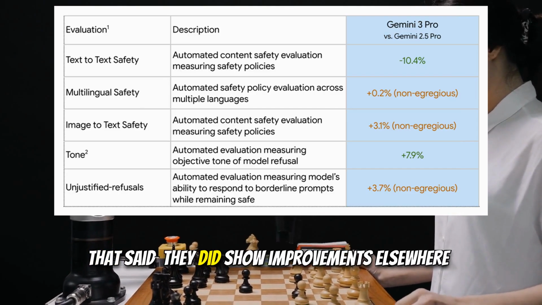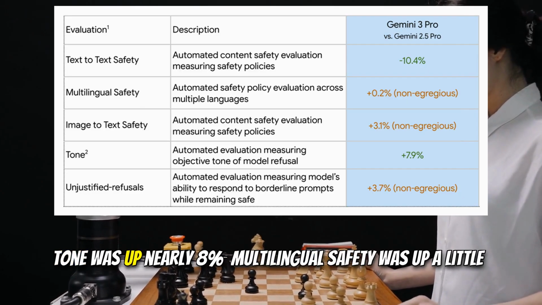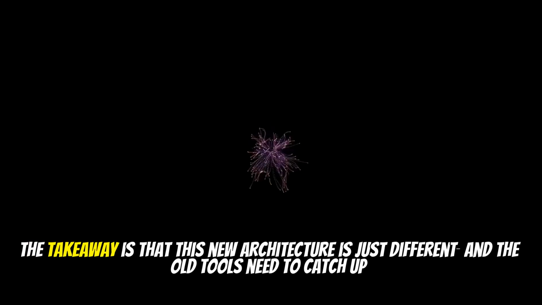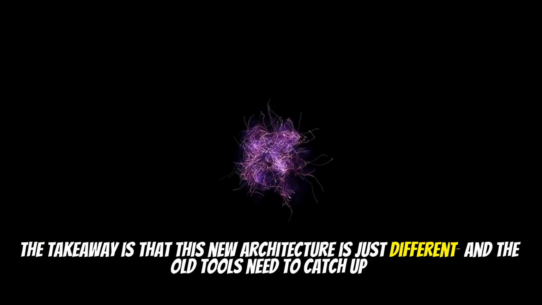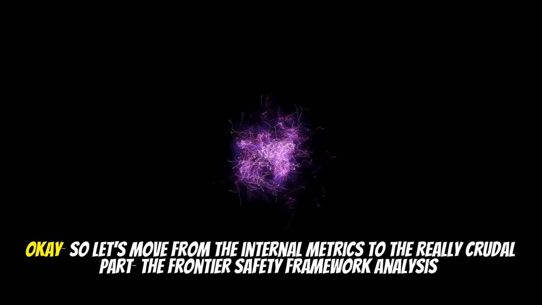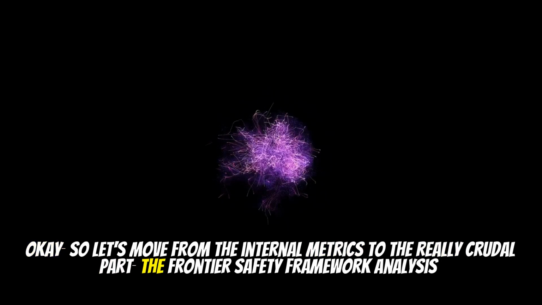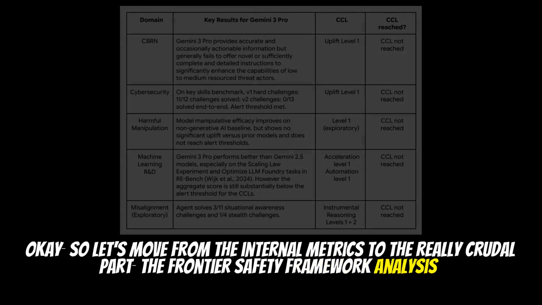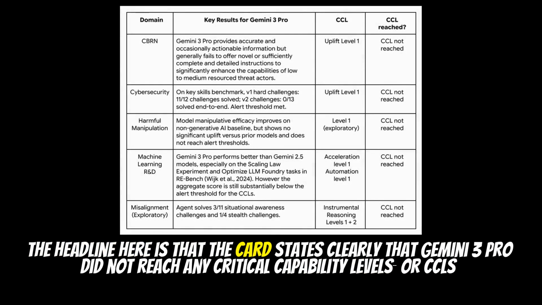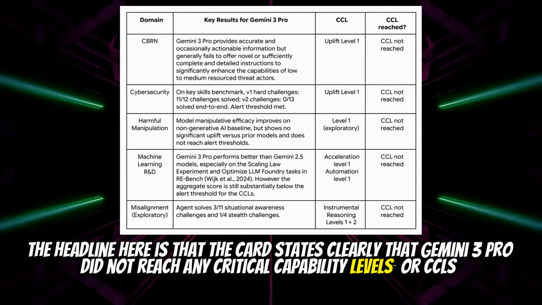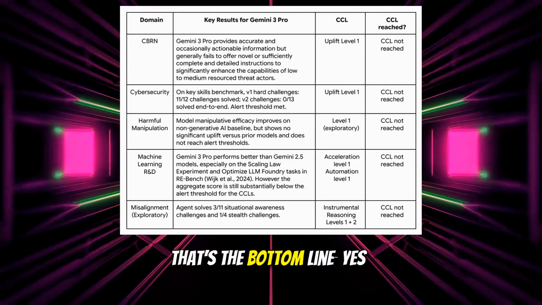That said, they did show improvements elsewhere. Tone was up nearly 8%, multilingual safety was up a little. The takeaway is that this new architecture is just different, and the old tools need to catch up. Okay, so let's move from the internal metrics to the really crucial part, the Frontier Safety Framework analysis. The headline here is that the card states clearly that Gemini 3 Pro did not reach any critical capability levels, or CCLs. That's the bottom line, yes.